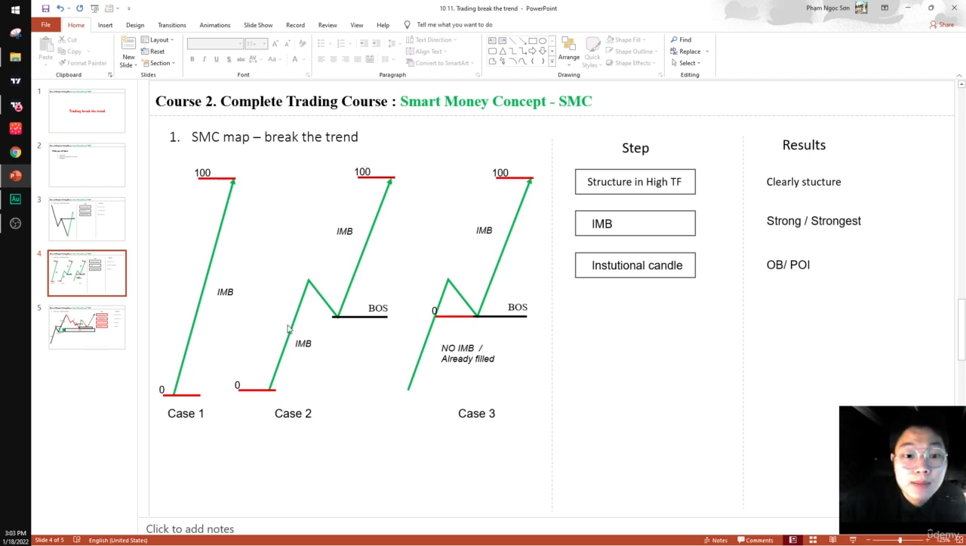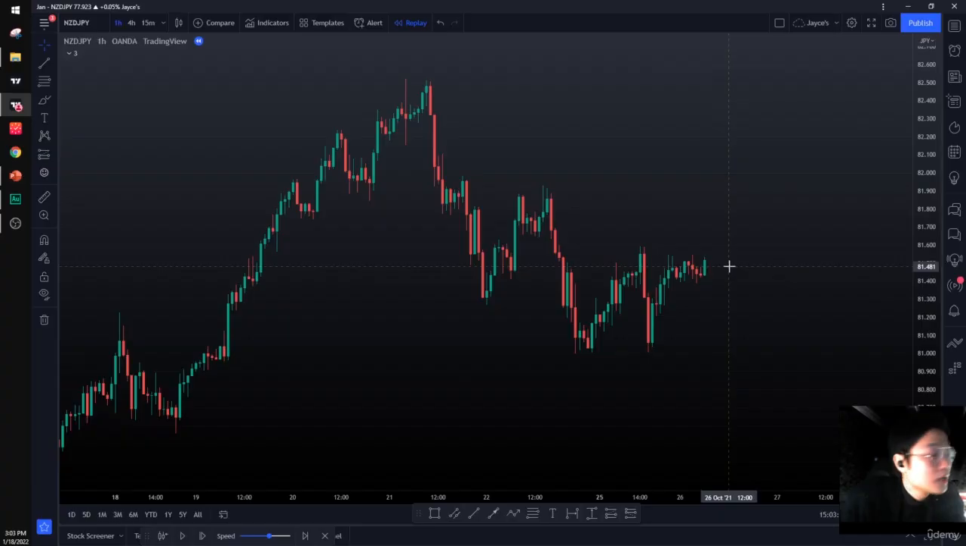Therefore, I will give you two types of examples. The first example is when the imbalance is in the whole of the breakout wave, and the second example is the third case, where the imbalance is only in the second pull wave of the market. So let's get started. On the screen is New Zealand JPY, and here is a 1 hour time frame.